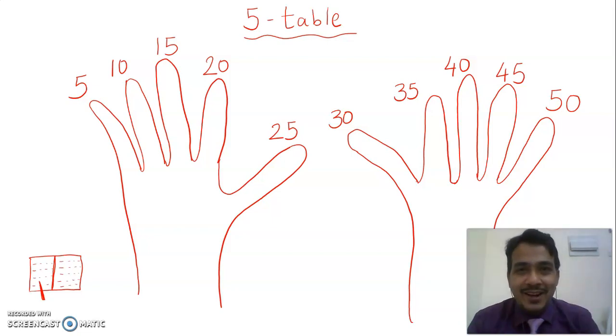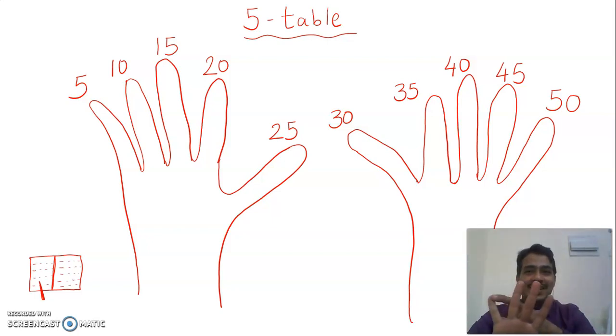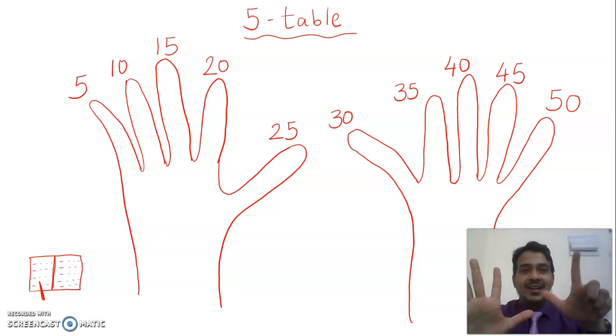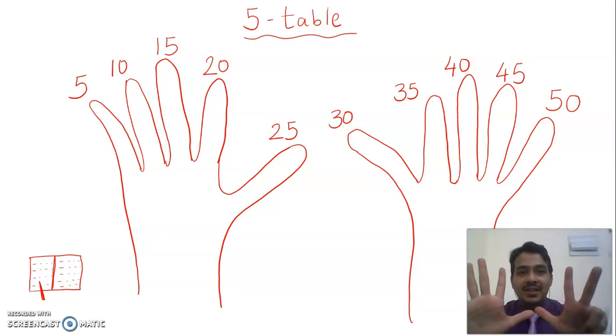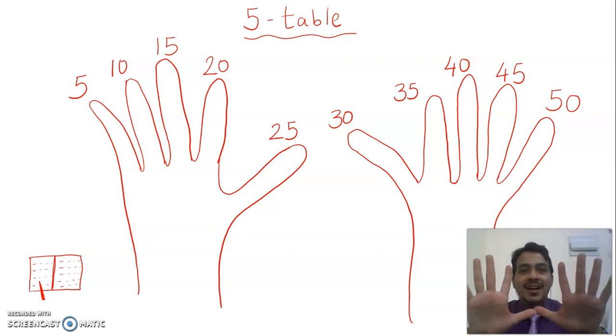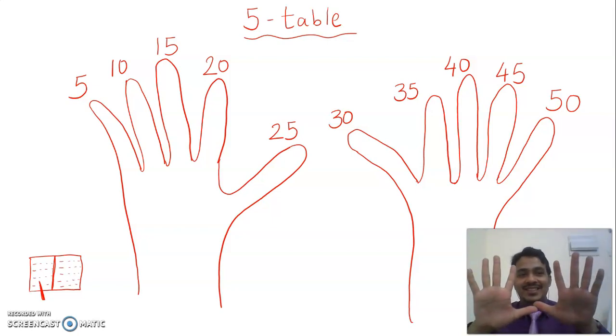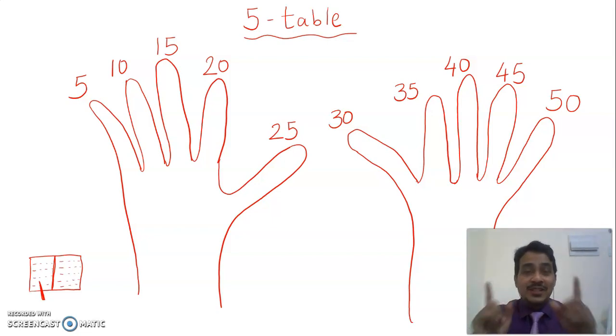You want me to say this in Arabic? Let me try this in Arabic. Kamsa, Aishara, Kamstash, Aishirin, Kamsa wa Aishirin, Talatin, Kamsa wa Talatin, Arba'in, Kamsa wa Arba'in, Kamsin. Easy? So that's the 5 table.